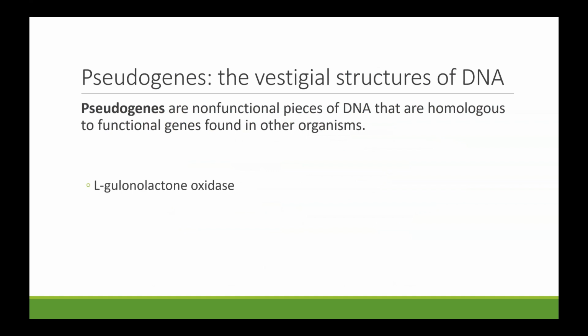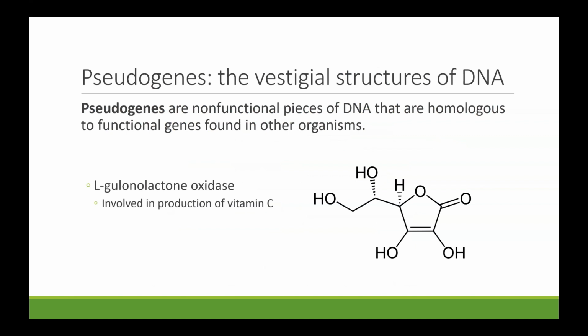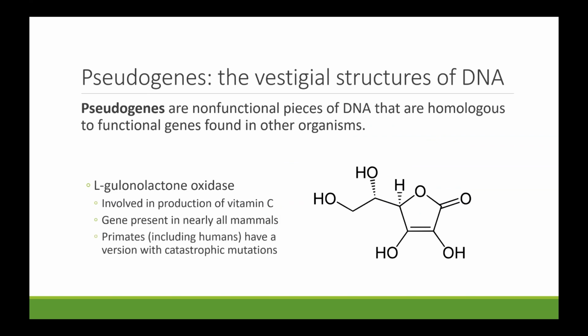L-gulonolactone oxidase is an enzyme that's involved in the production of vitamin C. And that's what you can see on the slide here. This is the molecular structure of vitamin C. The gene for this vitamin C producing enzyme is found in nearly all mammals. However, the version of the gene that's found in primates, including humans, has catastrophic mutations in it. The gene is still there, but the mutations in the gene make it non-functional. This is why humans need to get vitamin C as an essential part of our diets. We don't have this enzyme, and if we had it, our bodies would be able to make vitamin C on their own steam.